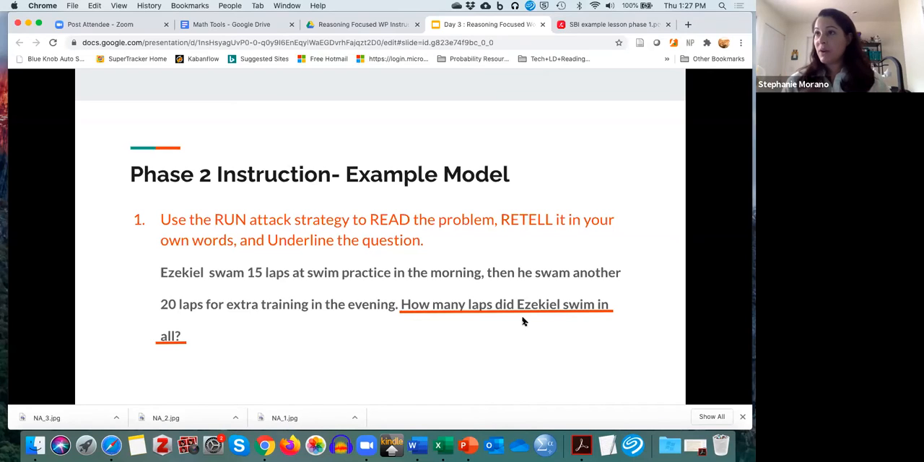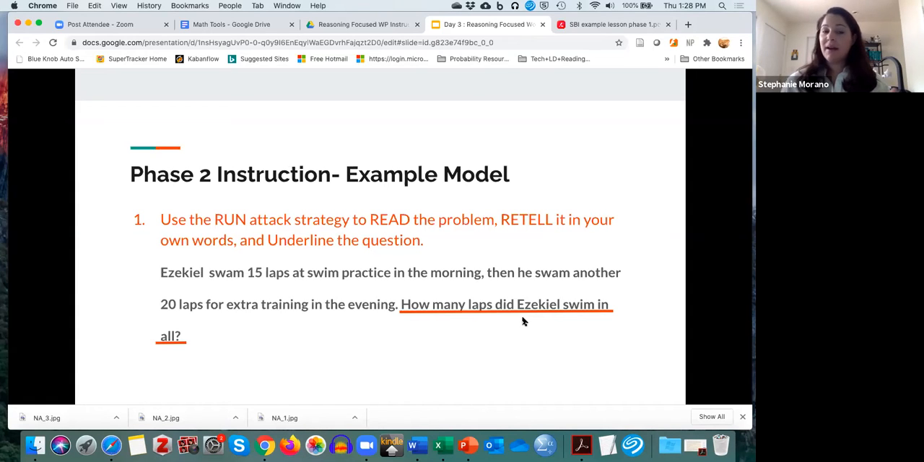So if we are using the RUN ATTACK strategy, we're going to read that problem, have students read it with us. Then we're going to retell it. We can model that or ask someone to help us with it. So in this case, this is a problem about a kid named Ezekiel. He's a swimmer. He does some swimming at practice in the morning, and then he does more swimming in the afternoon to do some extra training. And the question's asking us, how much did he swim altogether? Our question that we're going to underline is how many laps did Ezekiel swim in all?